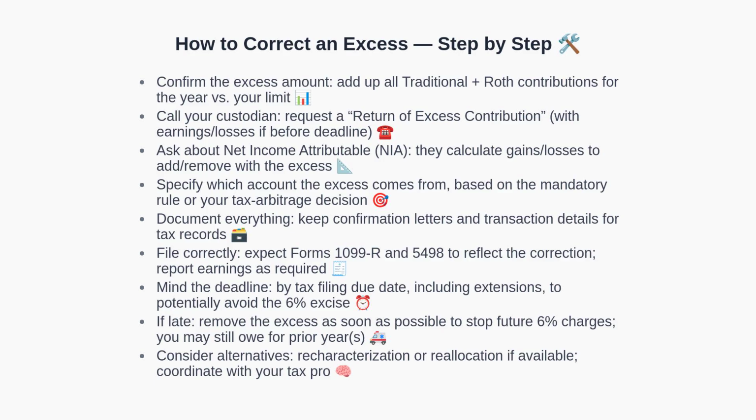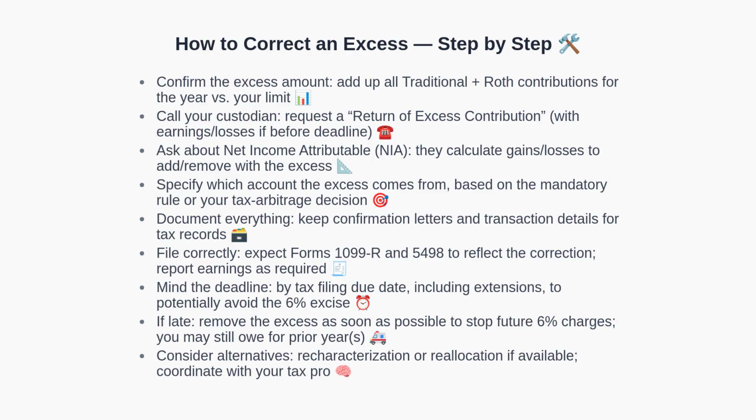To correct an excess contribution, first calculate the total amount contributed across both traditional and Roth IRAs and compare it to the applicable limit. Next, contact your custodian and request a return of excess contribution. If you are correcting before the tax filing deadline, the custodian will compute the net income attributable, which represents the gains or losses associated with the excess amount, and include it in the correction. Then, choose which account the excess comes from, following any mandatory ordering rules or your tax arbitrage logic.